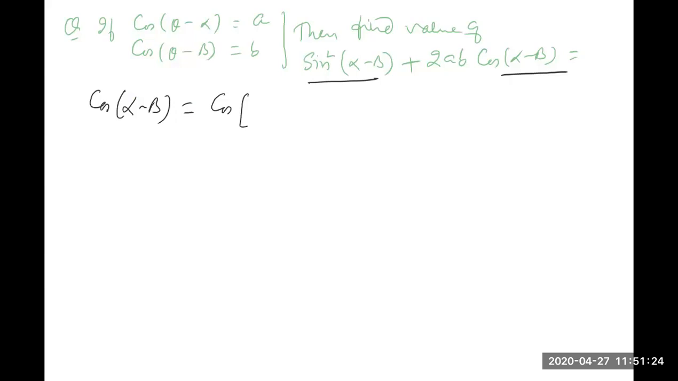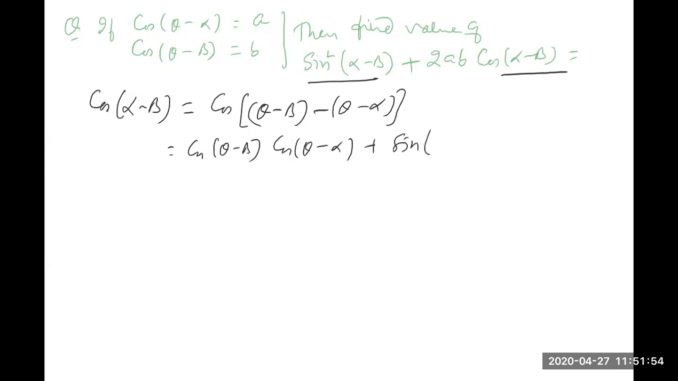So suppose you want to find cos(alpha minus beta). This will be cos. Now see, I have to represent this alpha minus beta in terms of theta minus alpha and theta minus beta. So you can write this as (theta minus beta) minus (theta minus alpha). So this is cos(theta minus beta) cos(theta minus alpha) plus sin(theta minus beta) sin(theta minus alpha).